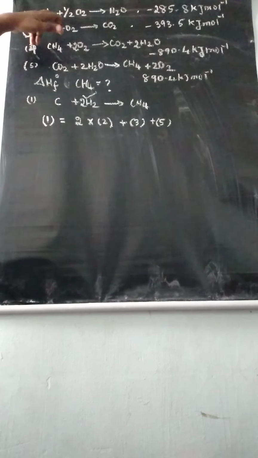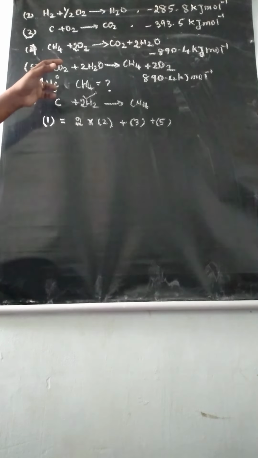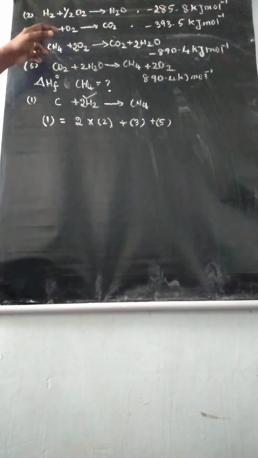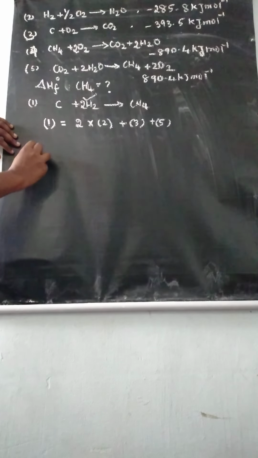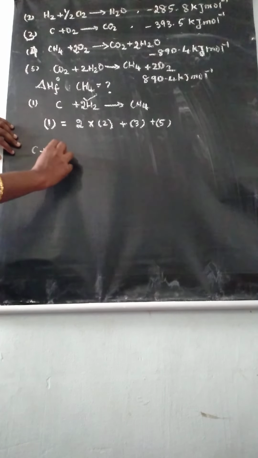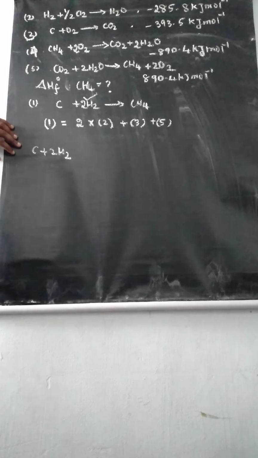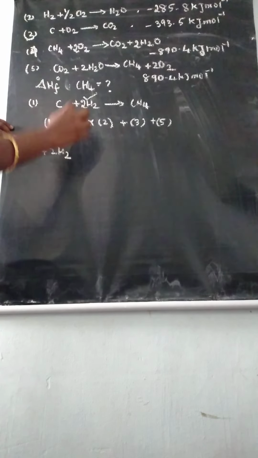So equation 2 into 2 plus equation 3 plus equation 5. These two equations are the same, reversible equation. From this you take any one value, we take one positive. So can you tell the equation? First, equation 1 is C plus 2H2 gives methane. You will get this answer. So we can write this relation.